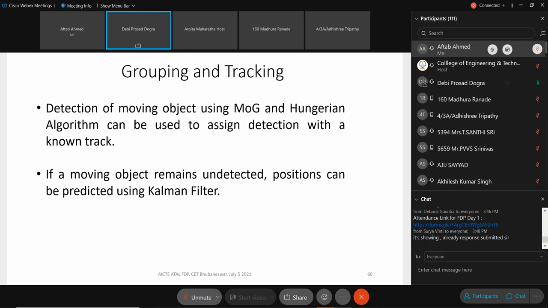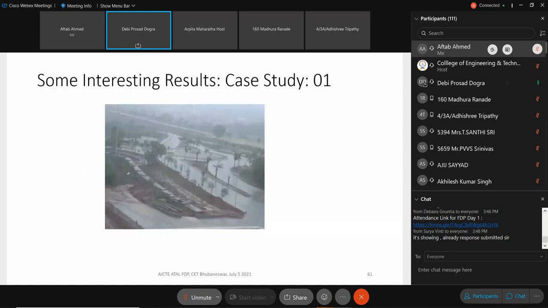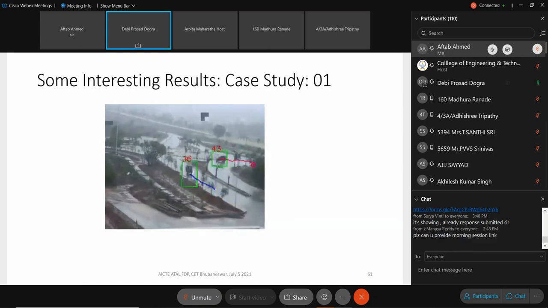The other way is you can apply grouping and tracking. You can detect moving objects using mixture of Gaussian, and the Hungarian algorithm can be used to assign detections to a known track. And if a moving object remains undetected, positions can be predicted using predictors like a typical Kalman filter based prediction. I'll show you some sample outputs of how this tracking with Kalman filter based prediction actually works in a challenging scenario.